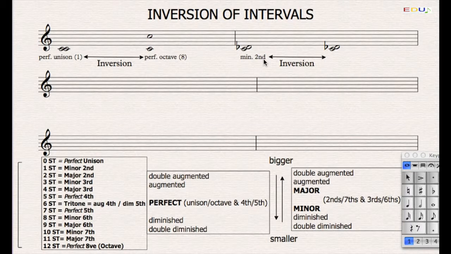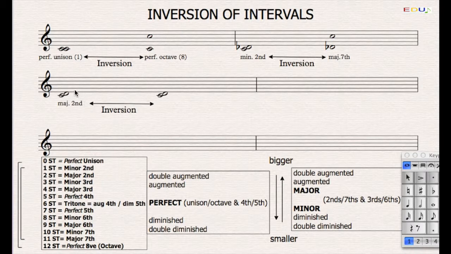To invert the minor second, I can bring the lower note up an octave or the higher note down an octave. In this case, I will bring the C up an octave. If we check this interval, we find out that it's a major seventh. So the inversion of a minor second is a major seventh. Let me just draw this into our little table. Here we go. Let's try the next one.